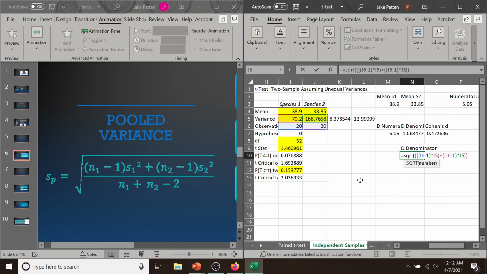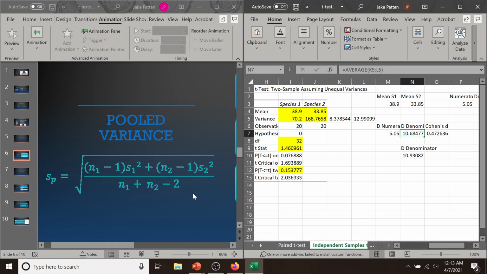Now we're going to throw in a division sign, and I'm going to put one bracket for everything on the bottom there. N1 is this 20, plus n2, which is this 20, minus 2, which is just a constant. We're going to close our parentheses. We're going to close the last parentheses, which is the one for the square root. And there's our denominator. It's a little different than taking the average of the standard deviations.